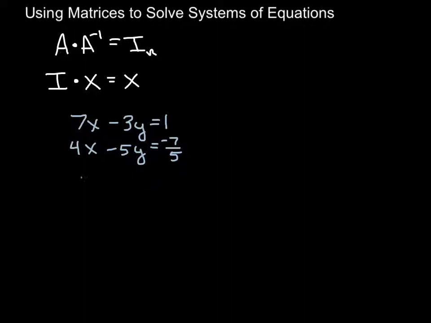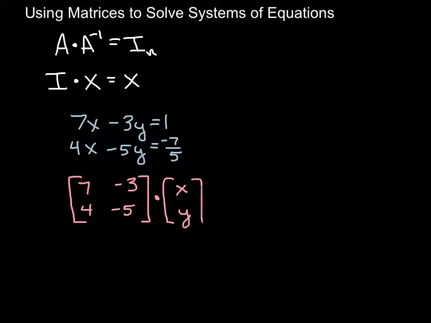So I'm going to write down my coefficients. Okay, so this matrix represents the coefficients times our variable matrix equals the answer matrix. Alright, notice that if you were to multiply these two matrices, this is a 2 by 2, this is a 2 by 1, so you are allowed to do that.